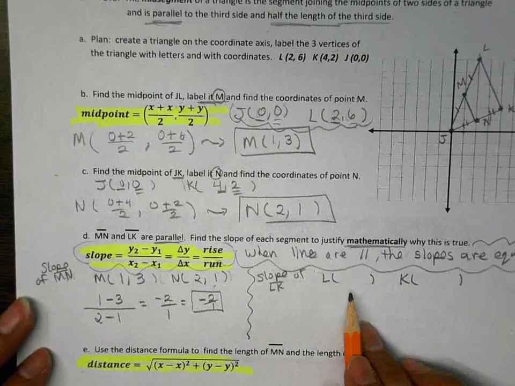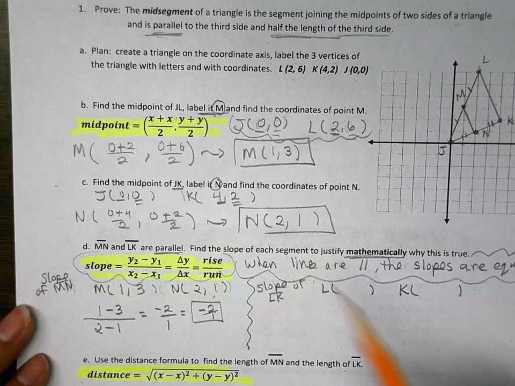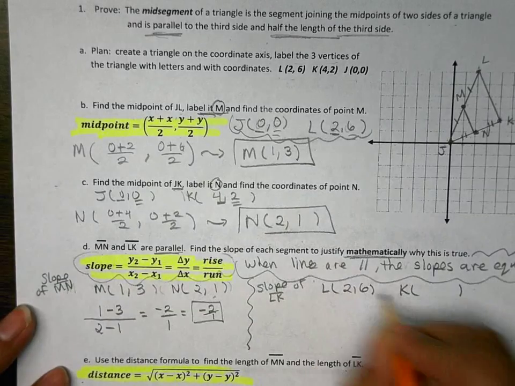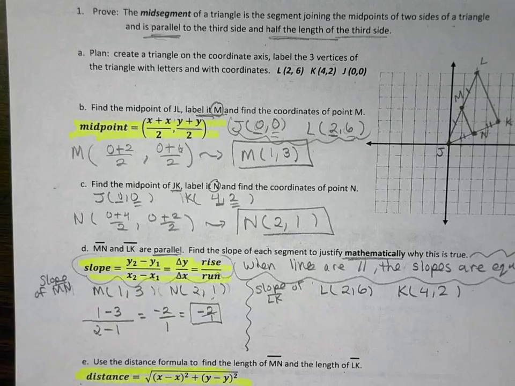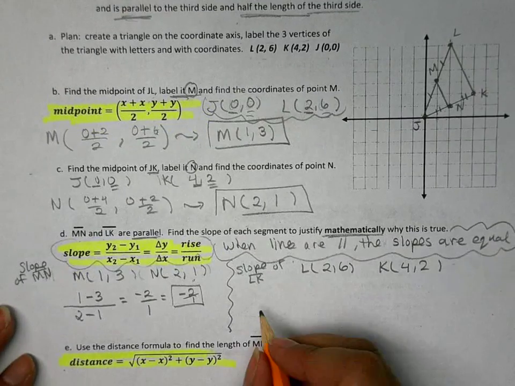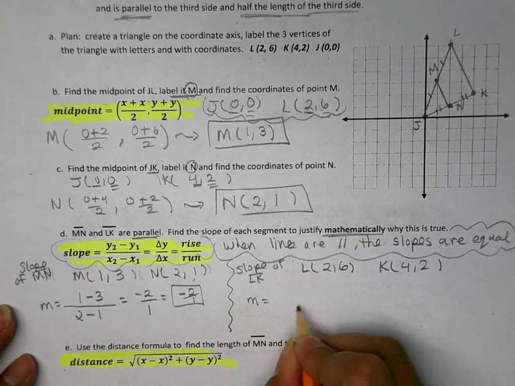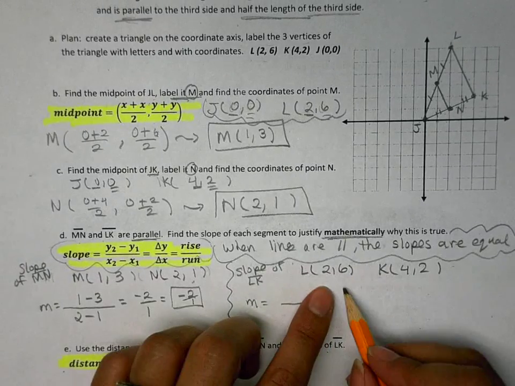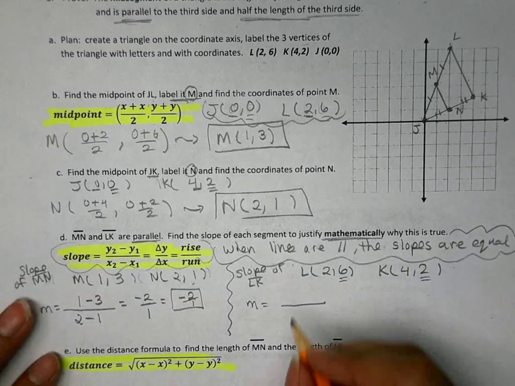Okay, L, was that one of the points we found or one of the given points? 2, 6, is that right? And K is 4, 2. Now you're going to do the same thing. I'm going to label that M over here. M for slope. Now, do you guys want to do for the Y 6 minus 2 or 2 minus 6? 6 minus 2. Okay, 6 minus 2.